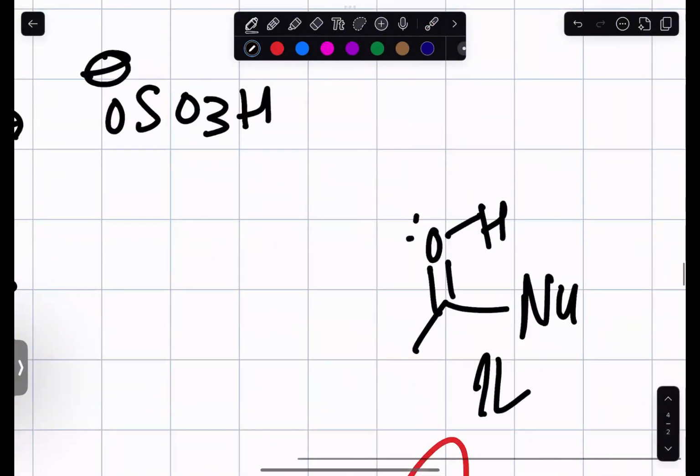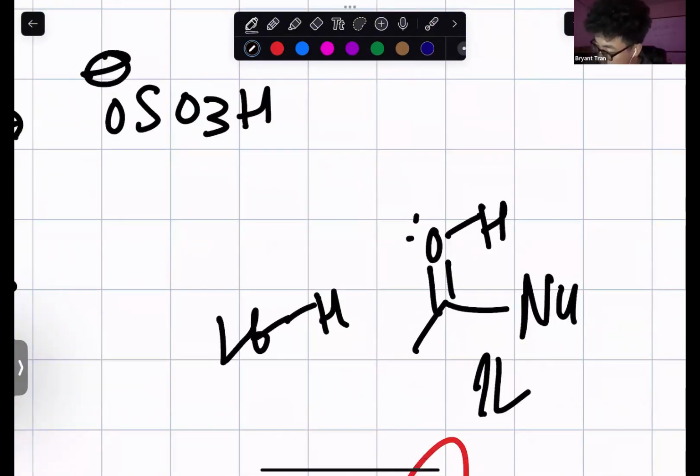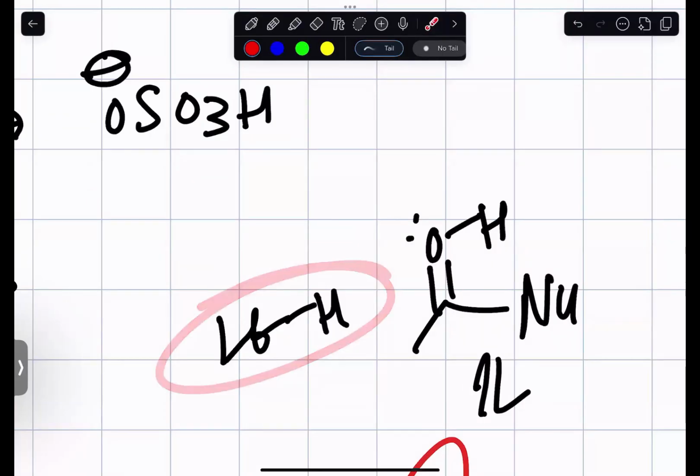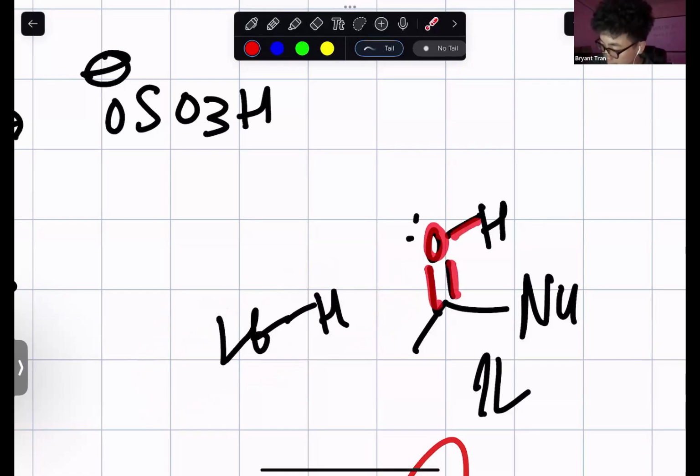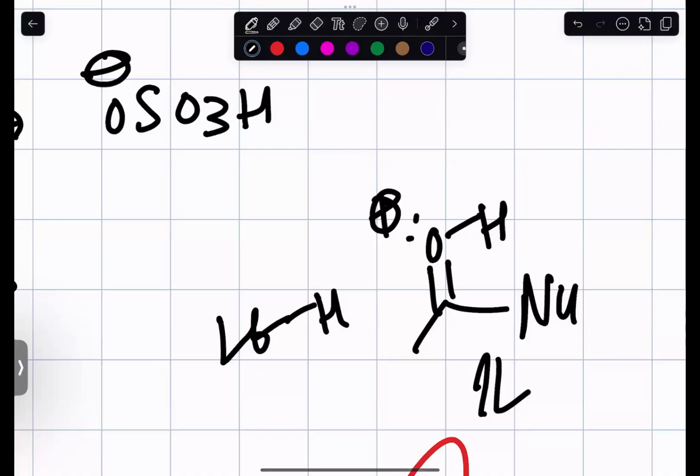Wouldn't it be a positive? Yep, it would be a positive charge. I'm just drawing this out because this is the leaving group. It's not neutral. This oxygen here with 3 bonds, 1, 2, 3, and 1 pair of electrons is going to be positively charged like that. Right? Now we almost have our final answer.